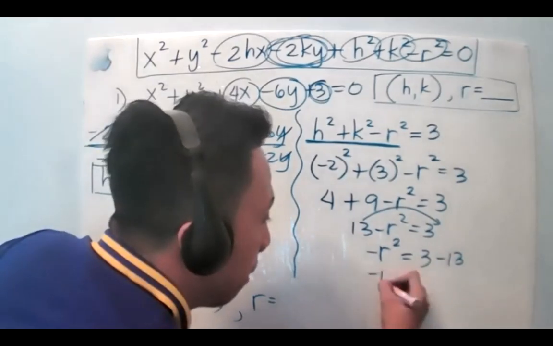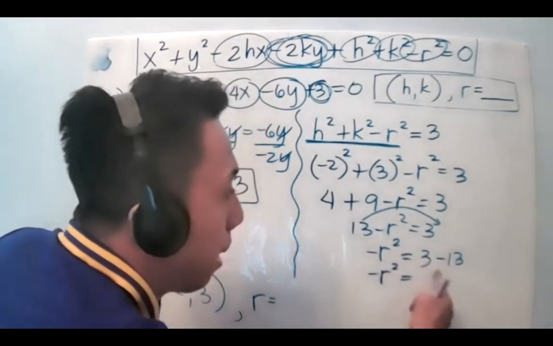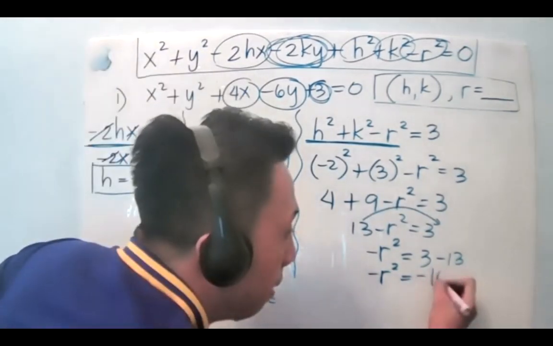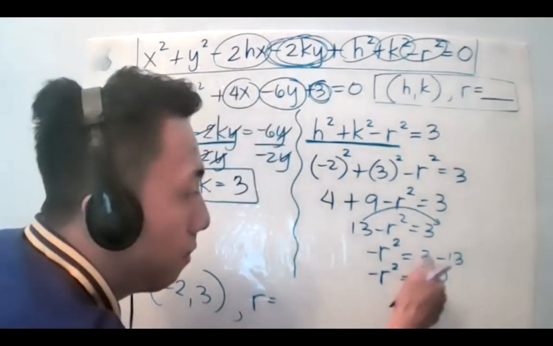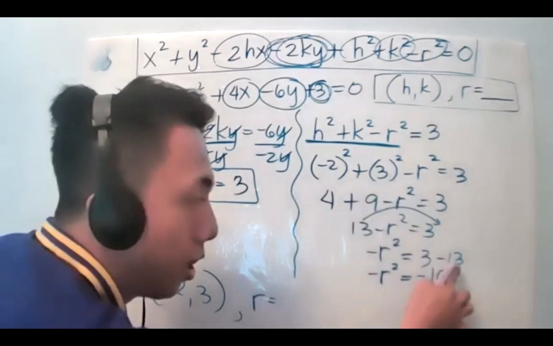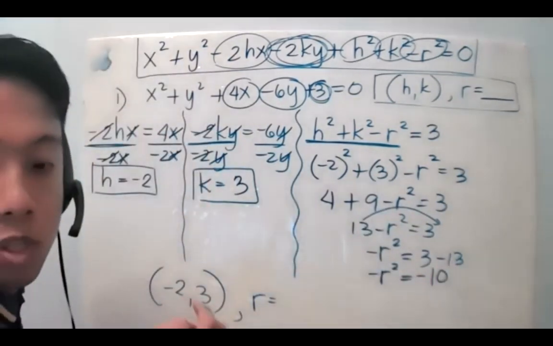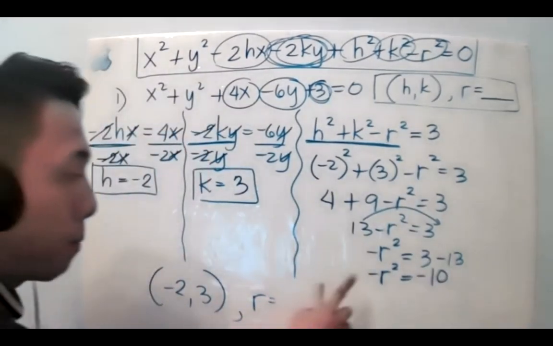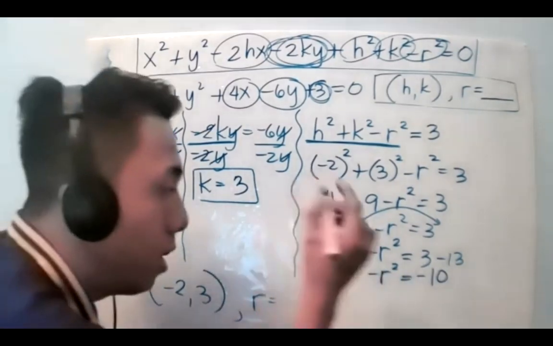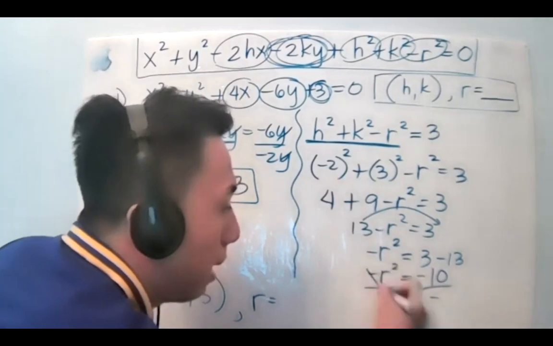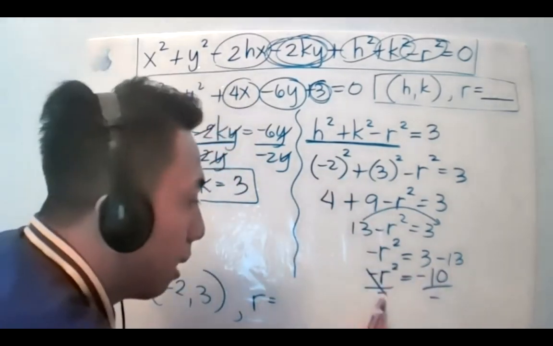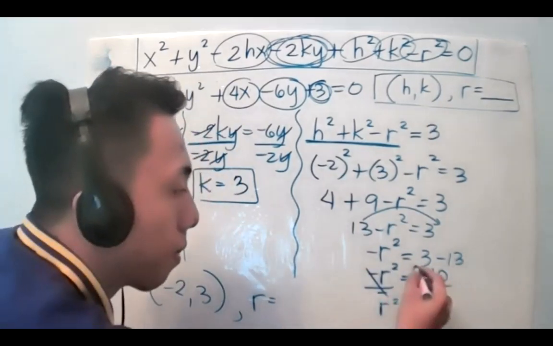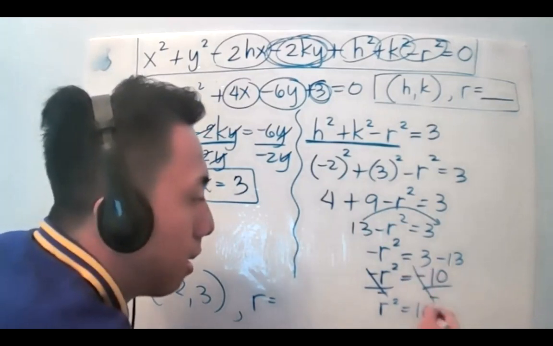Let us solve. Negative r squared equals 3 minus 13. 3 minus 13, that is negative 10. Tama? Positive, negative, magma-minus. Mas malaki yung 13 kaya ginaya ko yung sign ng 13 which is negative. Now, ang hahanapin na natin is r. Yes, meron pa siyang negative tsaka squared. So, paano gagawin natin? Una, we need to divide both sides by negative. So, ang matitira na lang dito is r squared equals 10.